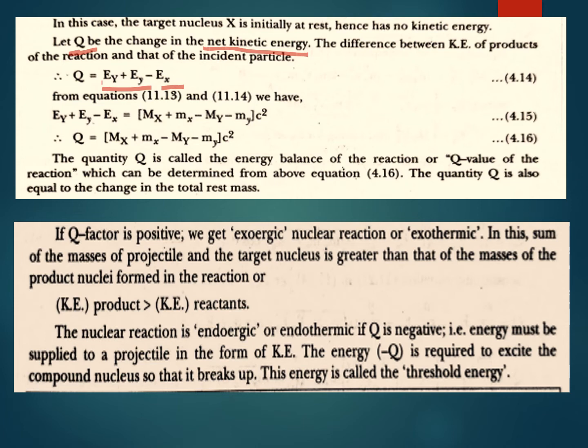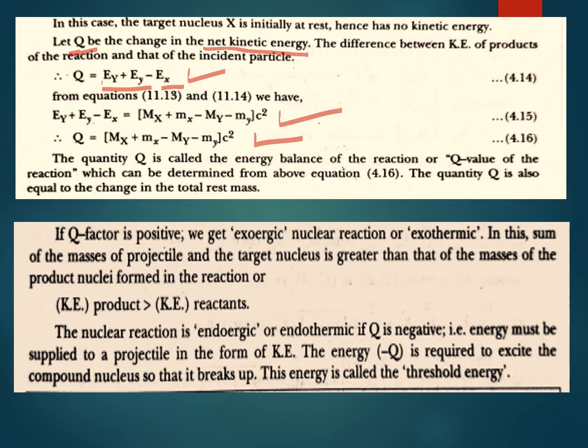Now, if we go to the earlier article and use this value of Q, the earlier equation can be represented like this. It means we are moving Ex to the right side and mx, my and small my to the left side. Then our equation becomes like this. On that basis, Q is called the energy balance of the reaction, or the Q value of the reaction. Generally in every nuclear reaction, the value can be represented in terms of Q.